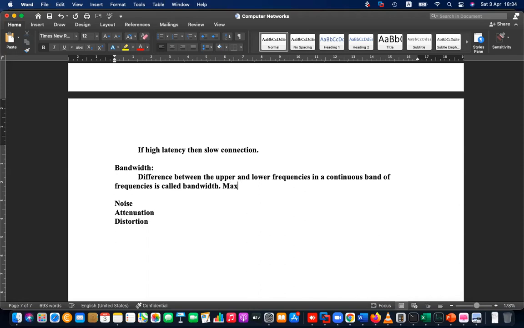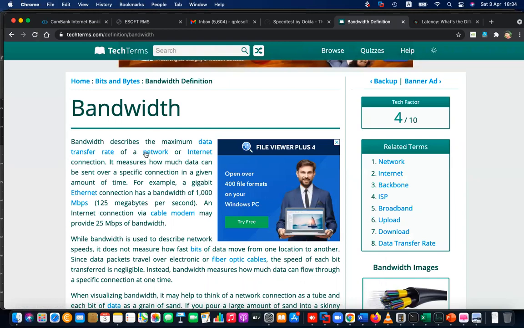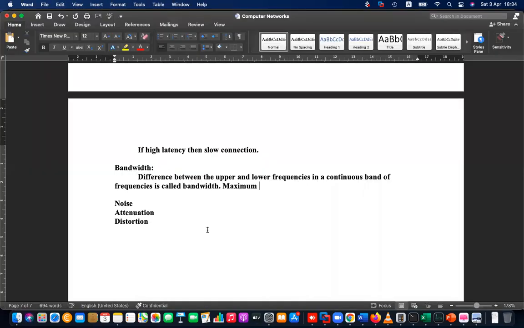On the other hand, maximum amount of data, so this is also correct, right? What it says about data bandwidth: the maximum data transfer rate of the network or internet connection is called data bandwidth. So these are two terms. In a set of bands, let's say in a radio channel, you have different bands of frequencies, different frequencies. The maximum gap between the upper and the lower frequency is called bandwidth there.